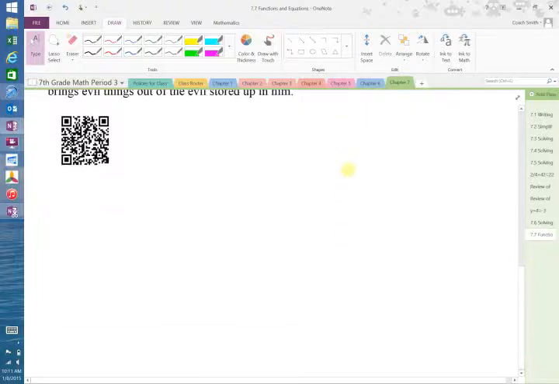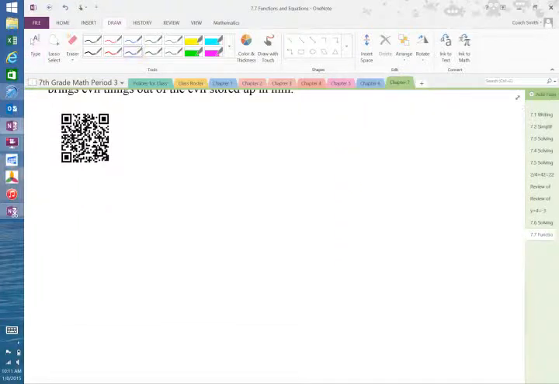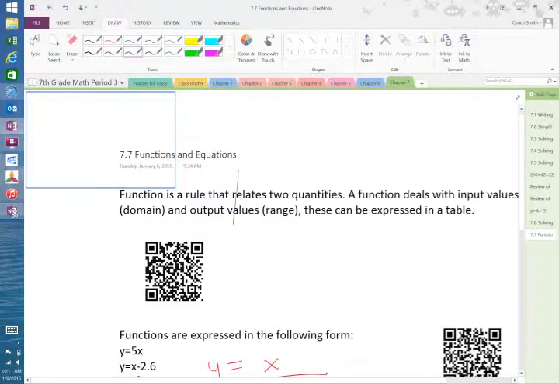But basically what a function is, think of it in these terms. I have a box.